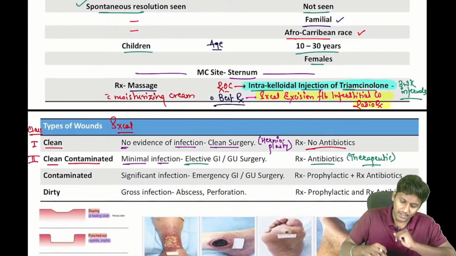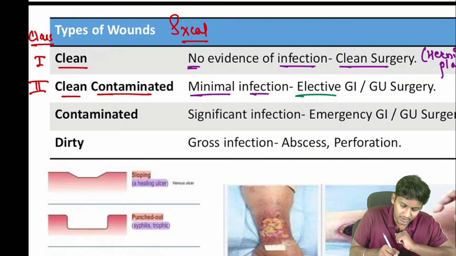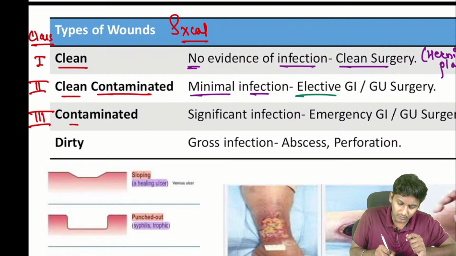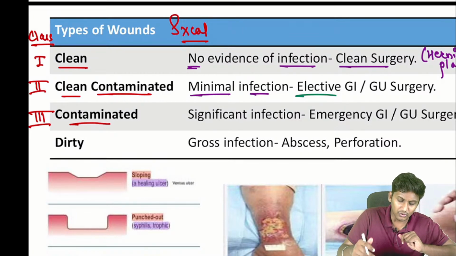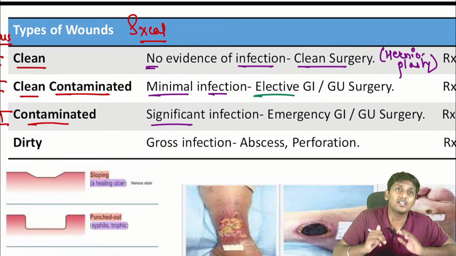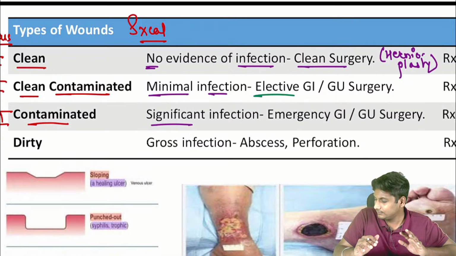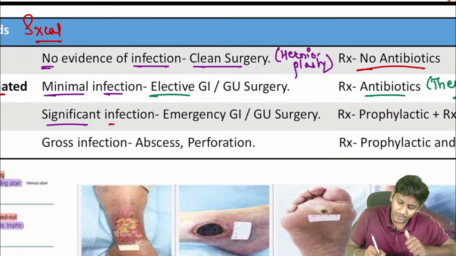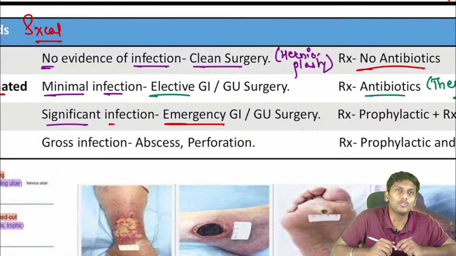Okay? Next important is you have to remember class 3 surgical wounds are known as contaminated wounds, and these contaminated wounds, bachcho, will have a risk of significant infection, यहाँ पे इन्फेक्शन की रिस्क होती है जो बहुत ज्यादा होती है. Okay, there is a risk of significant infection over here. These are which surgeries? These are emergency gastrointestinal or genitourinary surgery.